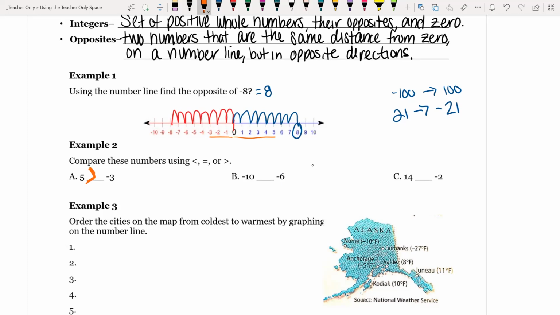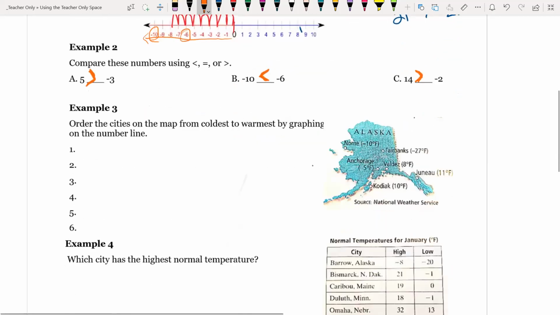What about -10 and -6? This one's kind of confusing, right? Because really, the further negative it is, the actual smaller it gets. So comparing these two numbers, -6 is actually bigger. And between 14 and -2, a positive number is always bigger than a negative, so 14 is going this way. Okay? All right, so that's just comparing the positive and negatives together.